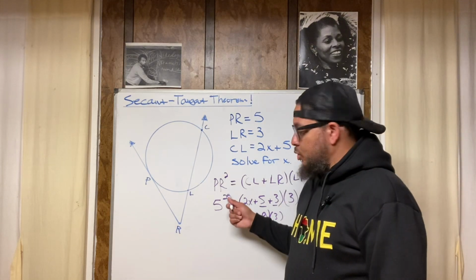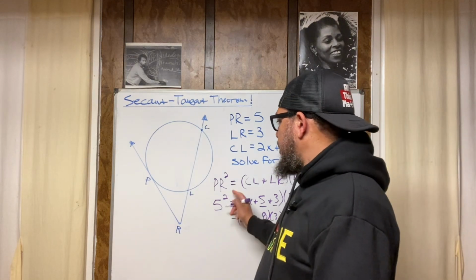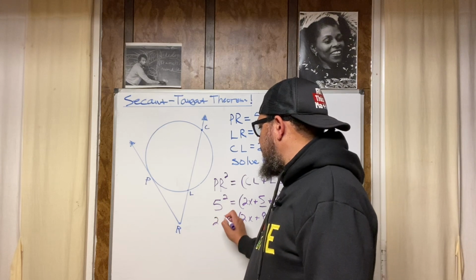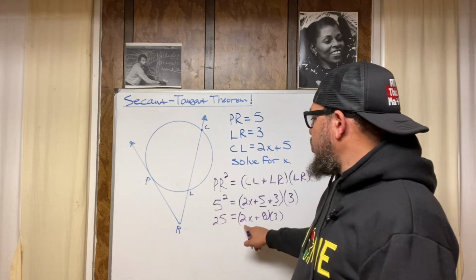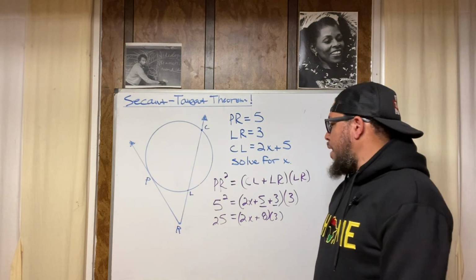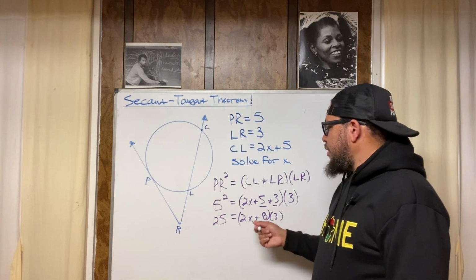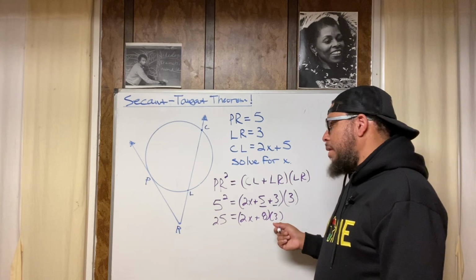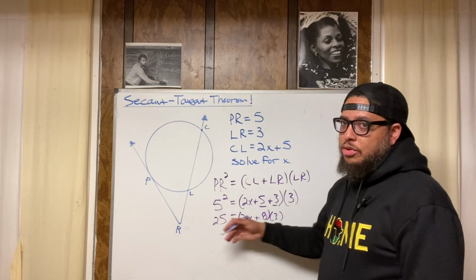Twice. That's what the exponent 2 means. All right. So we got 5 squared, so that's 25. 25 is equal to this quantity over here, 2x plus 8 times 3. Let's hit it with the distributive property, meaning we're going to distribute this 3 to everything inside the parentheses. Do not multiply this 3 by 25. This 25 don't got nothing to do with this over here.